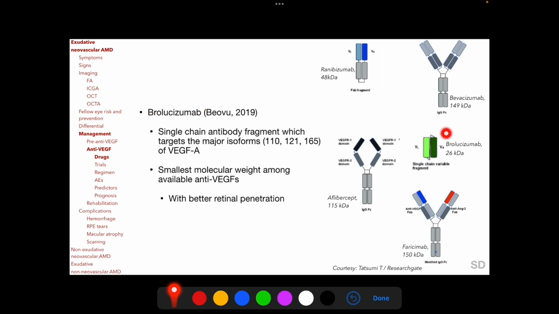Brolucizumab is the smallest among the anti-VEGF molecules and is a single-chain antibody fragment which targets the major isoforms of VEGF-A. If we compare the structures of ranibizumab and brolucizumab, which are both immunoglobulin fragments, the structure of brolucizumab corresponds to this portion of the ranibizumab molecule, and the small molecular weight is said to contribute to better retinal penetration of brolucizumab in comparison to the other anti-VEGF molecules.